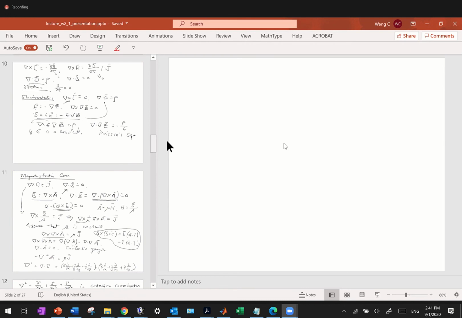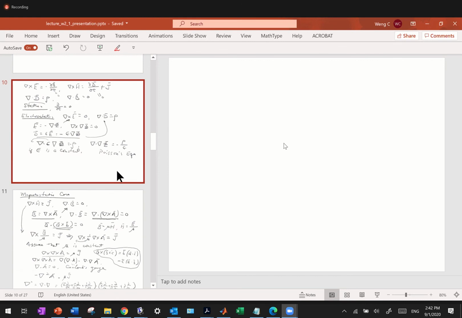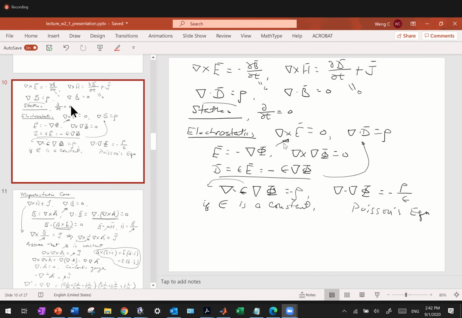Okay, let's revisit what we have done so far. We started out with Maxwell's equations, and then we looked at the case where partial t is equal to 0, and then these two terms go to 0, and we have electrostatics, involving electric field and electric flux only. From this equation we can derive Poisson's equation or Laplace equation. If you assume that epsilon is a constant, of course you can take it out.